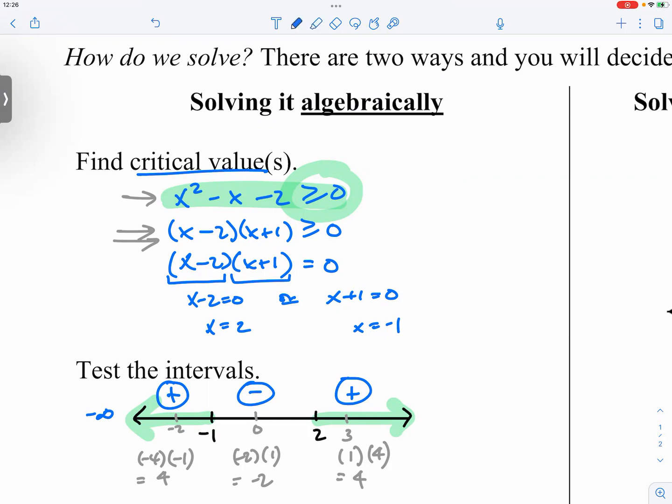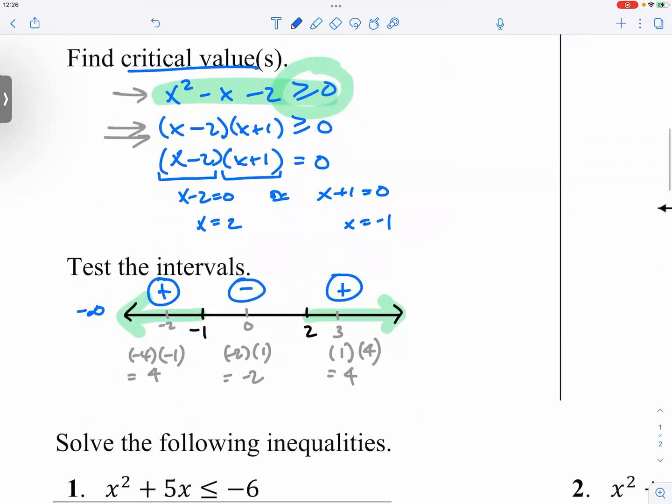So the way we will conclude our problem here is, what is our solution? Our solution goes from -infinity to -1, bracket. And then we have another interval, so we use union as a way to include our next interval. So it includes the other segment right here. So that's our solution, okay?